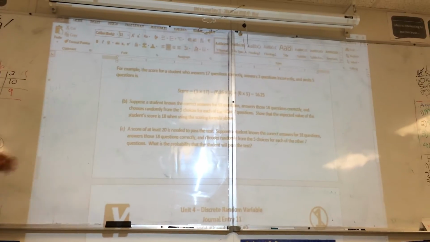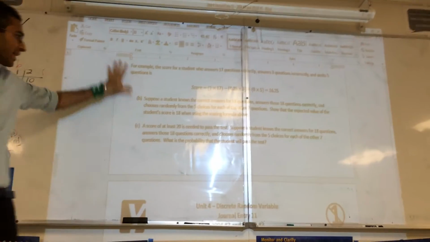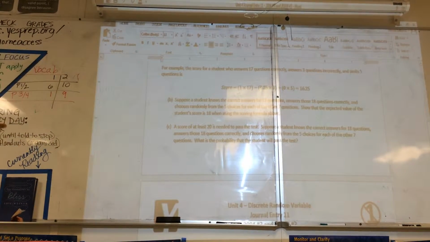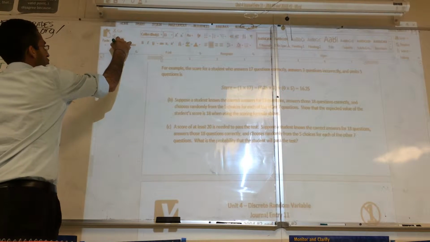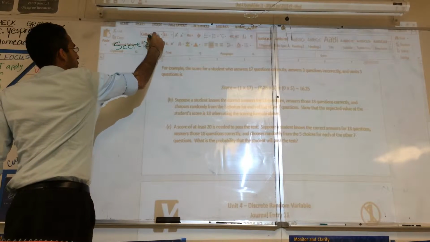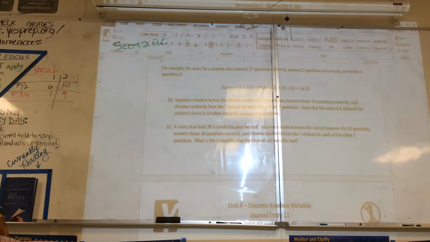All right, so we're on journal entry, guys, part C. You guys did problem 1 for homework. I did A and B last time. Let's pick up with C. It says a score of at least 20 is needed to pass the test. So we know the score must be greater than or equal to 20 in order to pass.